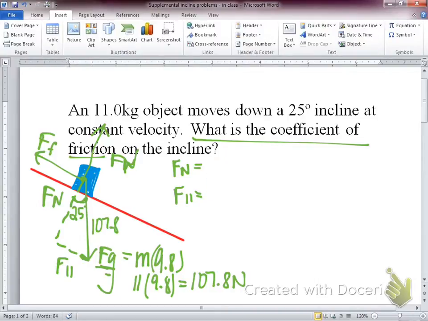To solve for our normal force, we're going to take the hypotenuse, 107.8, times sine or cosine. We're going to use cosine because it's adjacent to that 25-degree angle. Make sure that your calculator is in degrees, not radians. Do we agree with that value, 97.7? And to solve for force parallel, we take our hypotenuse times sine or cosine? Times sine.